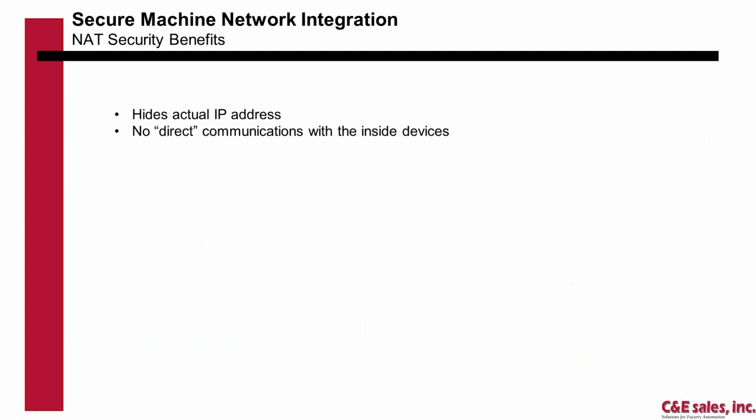Benefits of NAT, security benefits. It does hide the actual IP address of a device, and there's now no direct communication with those devices. So if I use a NAT device and I'm going to communicate with that PLC, I'm going to have to pass through that NAT device, which behooves us to make that NAT device capable of incorporating some security.